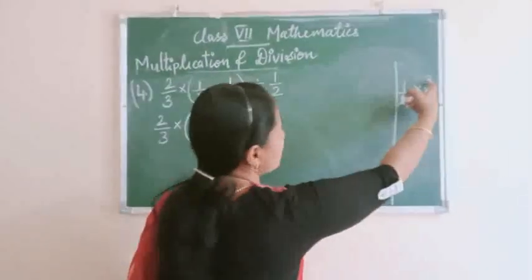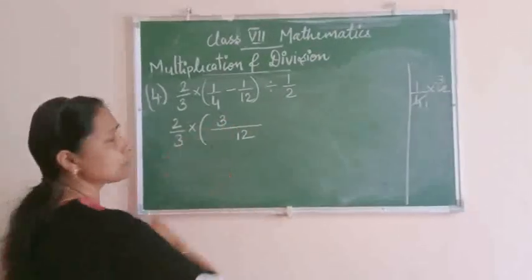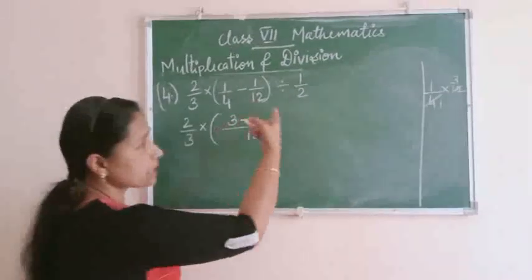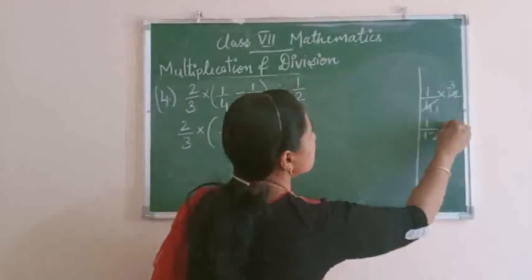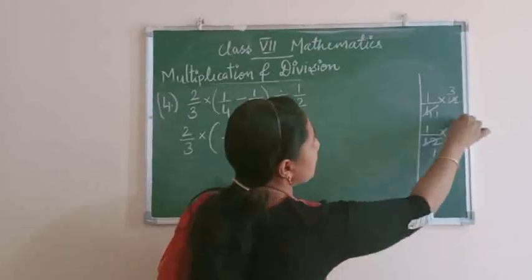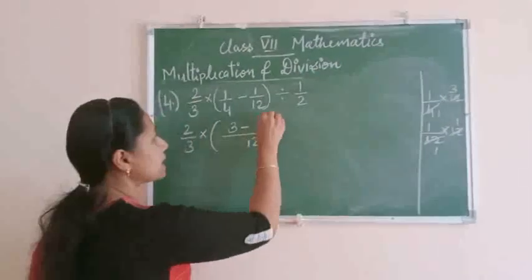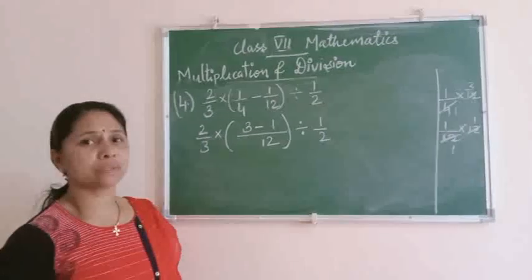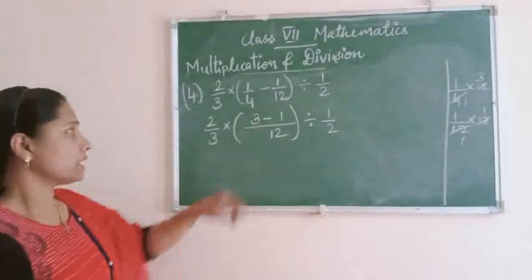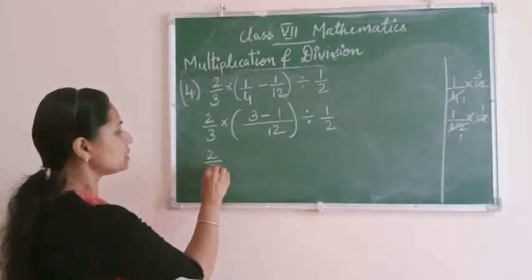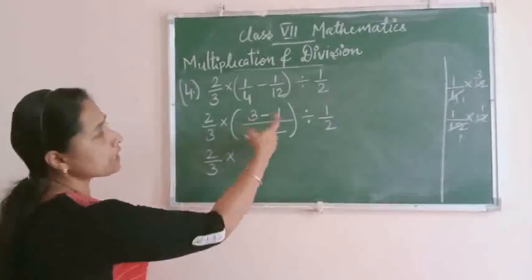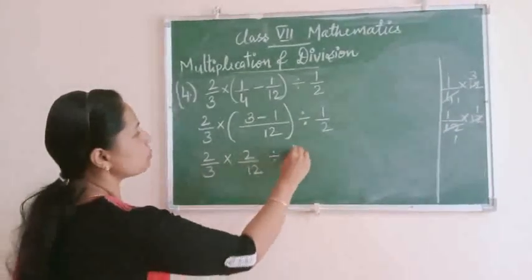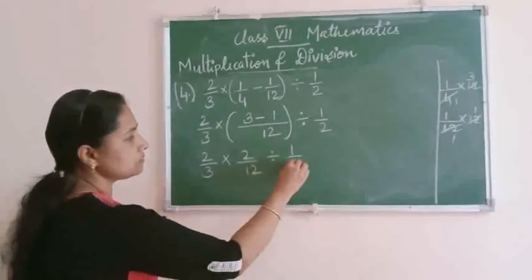And this 1 into 3, 3. 3 is the first numerator here. And we write 3 here, and this is a subtraction sign, that is why the subtraction sign we put here also. Second fraction, it is 1 upon 12 multiplied by the LCM. 12 and 12, 1 will come, 1 into 1, 1. Bracket closed, and this is the division symbol, and the next fraction is 1 upon 2. Now we will write the answer of this bracket. First fraction again without any change, 2 upon 3 multiplied by 3 minus 1, 2 upon 12, divided by 1 upon 2.